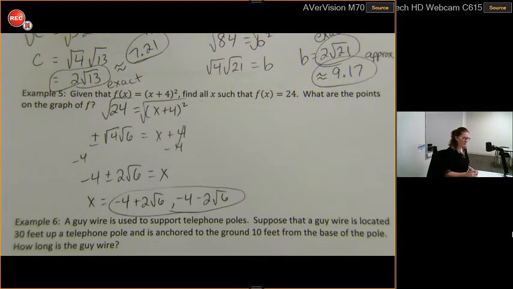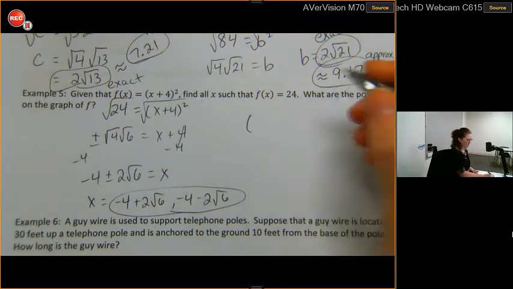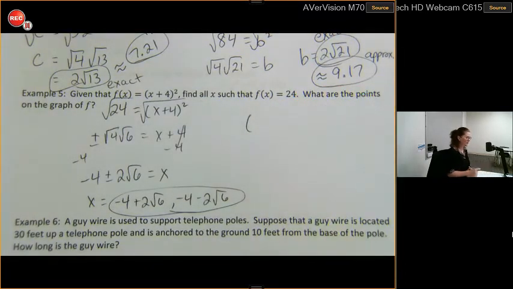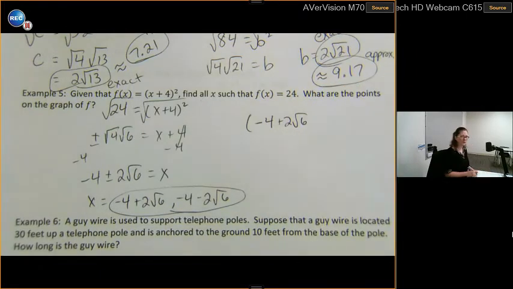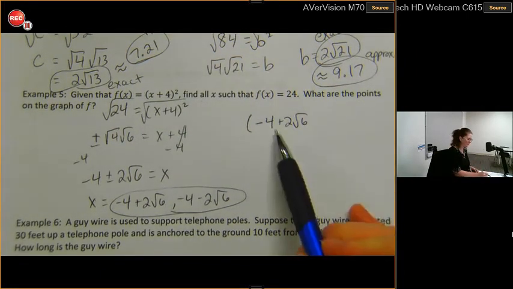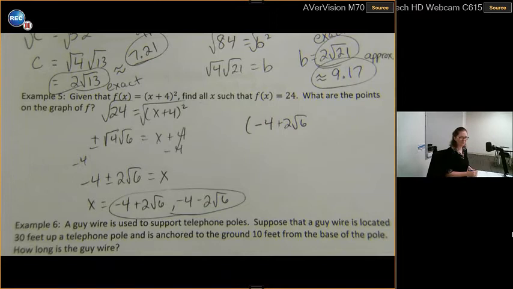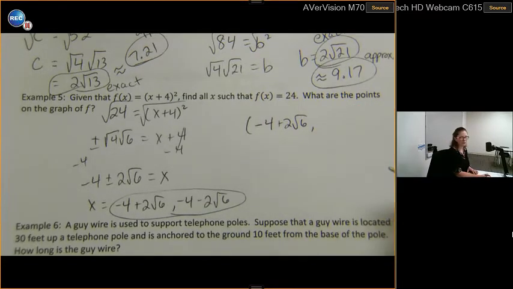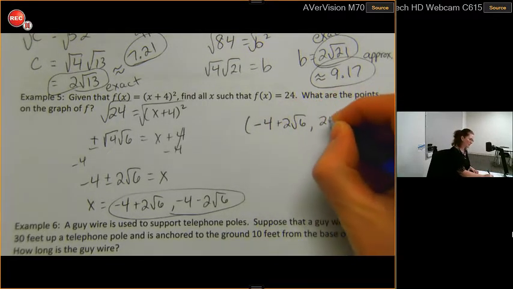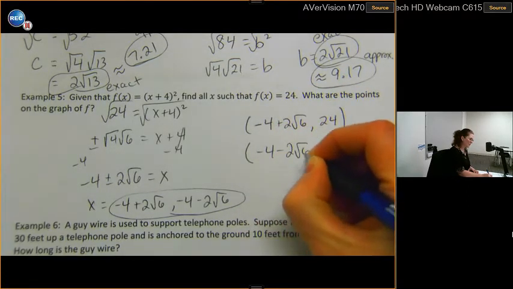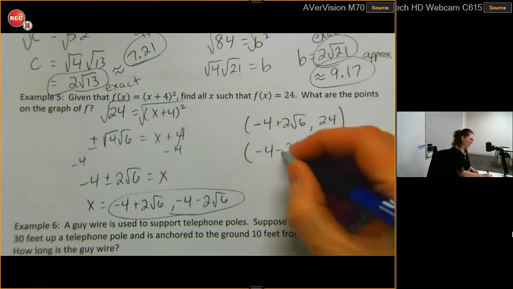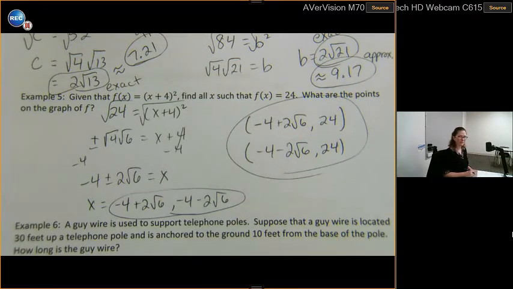And then it says what are the points on the graph? So remember, a point is an ordered pair, and your x coordinate comes first, and your y coordinate, which in this case is your function value, comes second. So the points on the graph are, the x coordinate is kind of a cumbersome x value, negative 4 plus 2 square root of 6. If you were to actually plot that, you would change it to a decimal to get the approximate location, but we do need the exact value here for our answer. The y value is 24, and then our other point is the one with the minus sign in it. So those would be our points on the graph.